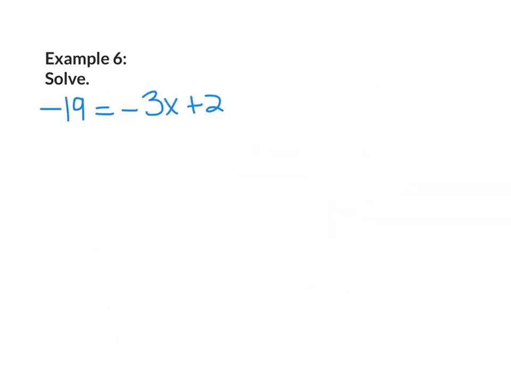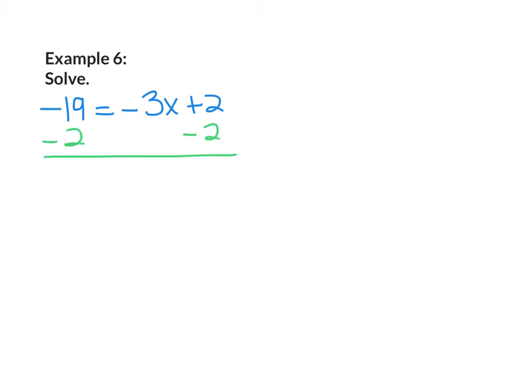Example 6. Solve. Negative 19 equals negative 3x plus 2. I need to get my variable alone, so I need to move that 2 to the other side. So since 2 is positive, I need to do the exact opposite. So I'm going to subtract 2 from both sides.